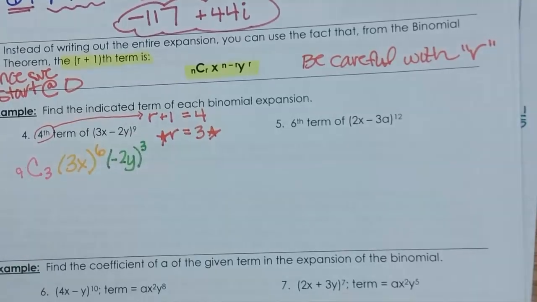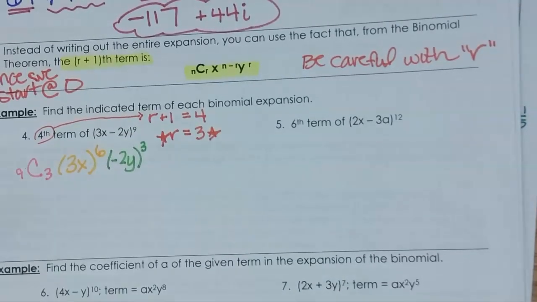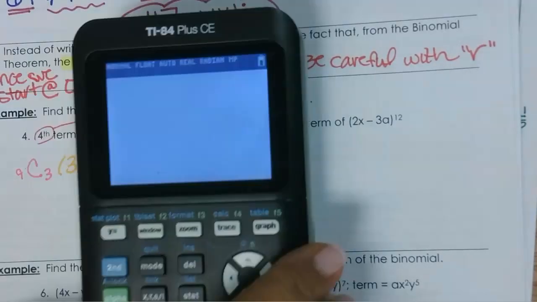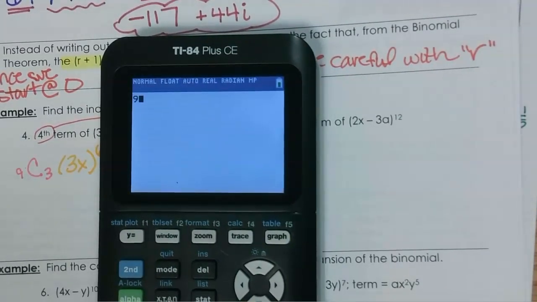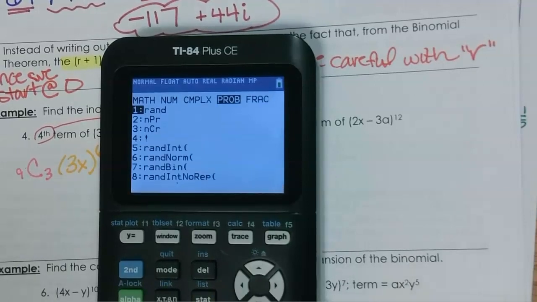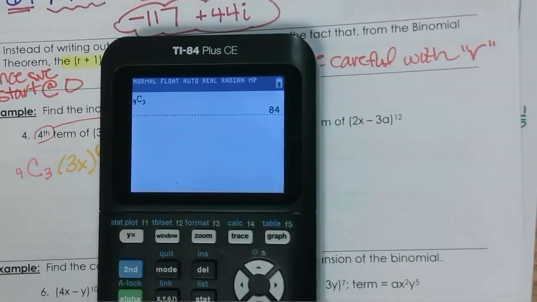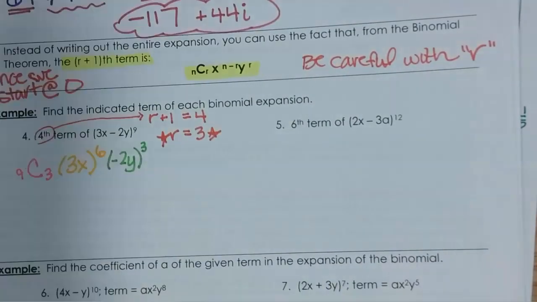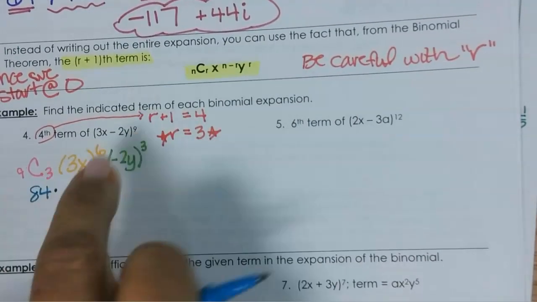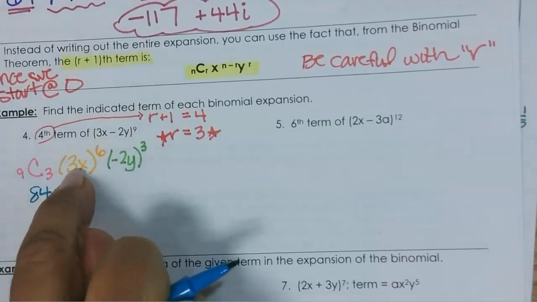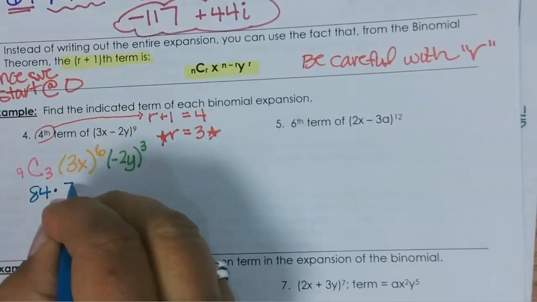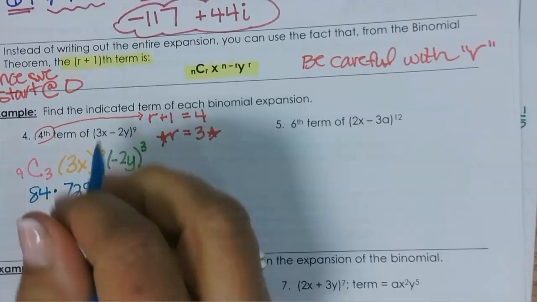Okay. And now that you have that, now we just evaluate like we did each term in the past. Here, if you're just evaluating 9c3, maybe you don't want to make all of Pascal's triangle. Maybe here you want to say, all right, I'm going to hit 9, math, PRB, go to combination, 3. And I see that 9c3 is 84. Next, I have 3x to the 6th, which means I need to take 3 to the 6th power, which is 729, and then x to the 6th power.